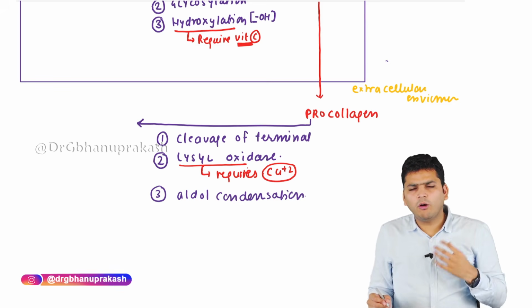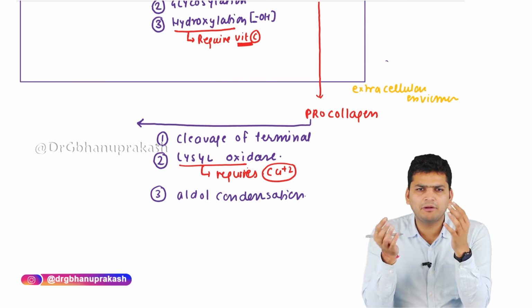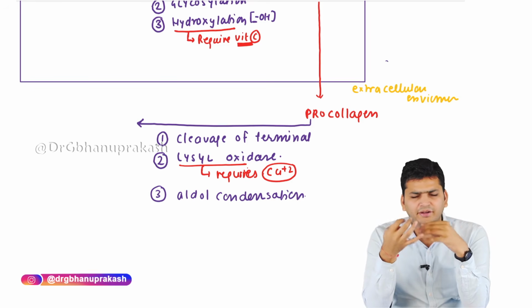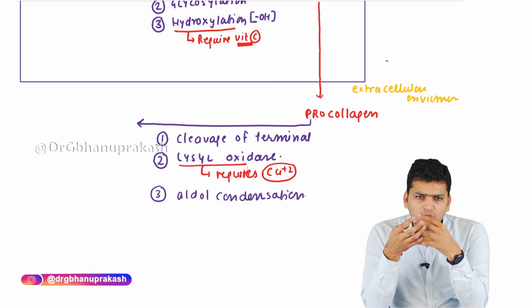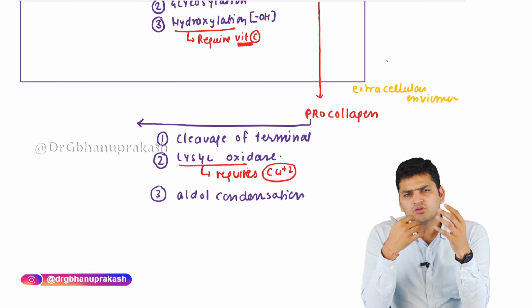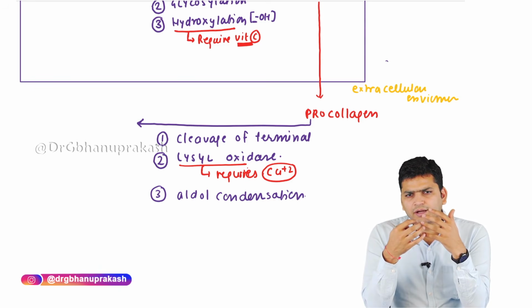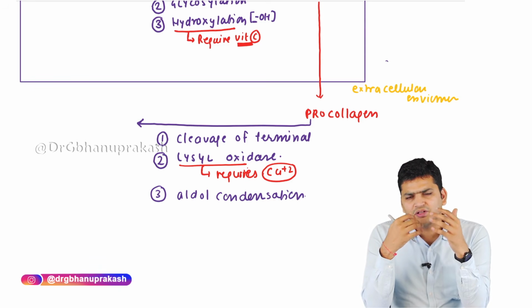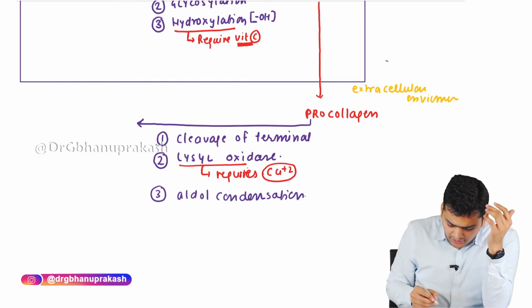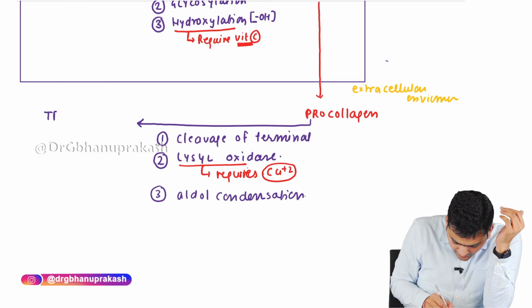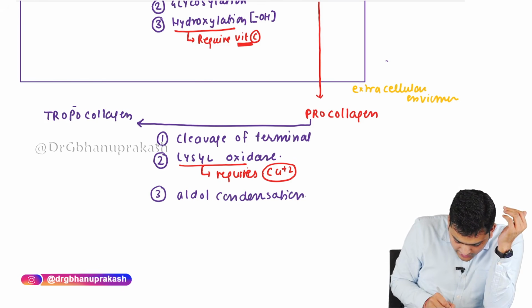So once we do all these changes in the extracellular environment, we remove the terminal part, we treat with the lysyl oxidase, then we do the aldol condensation. So we get a strong unit, a quarter staggered unit that is called tropocollagen. The molecule that we are going to get is tropocollagen. Now this tropocollagen is a strong unit.